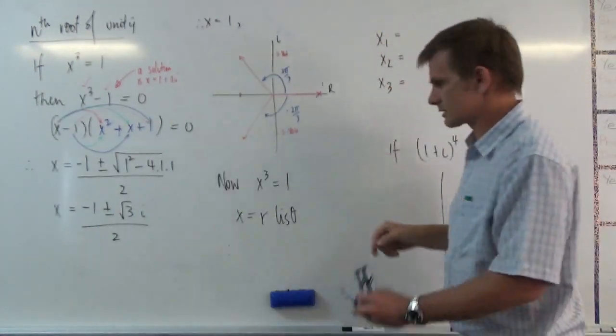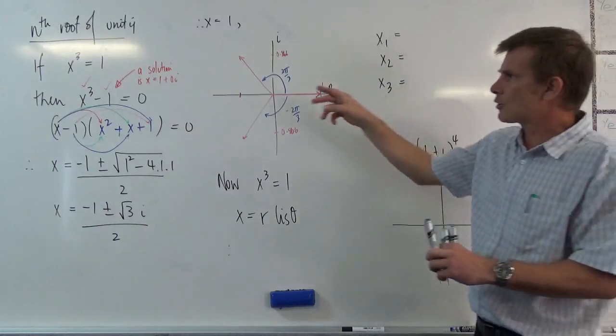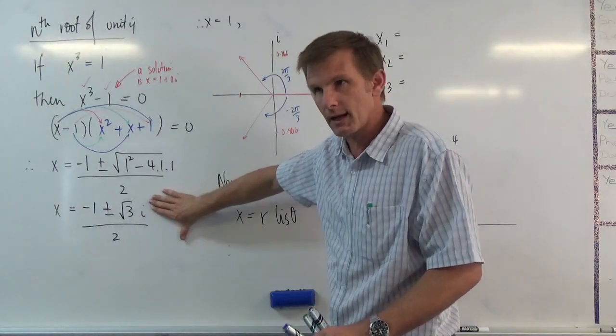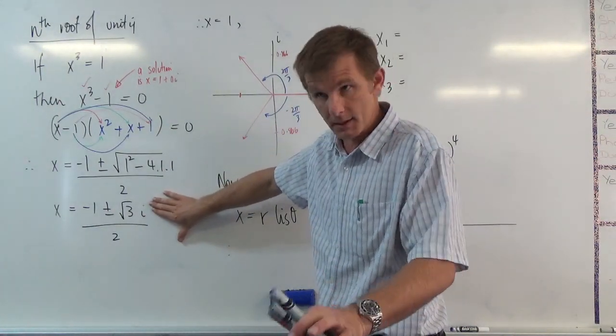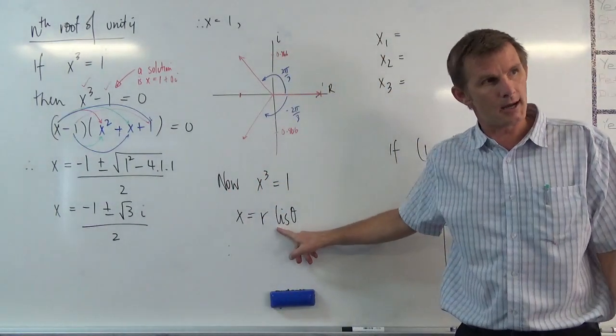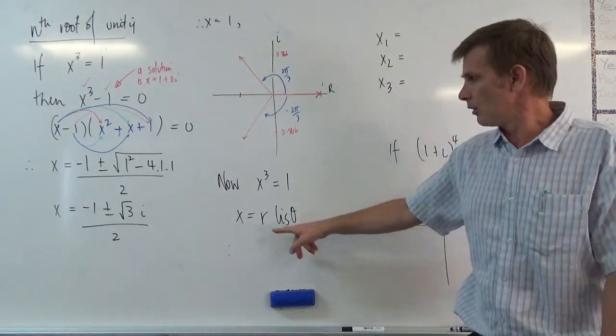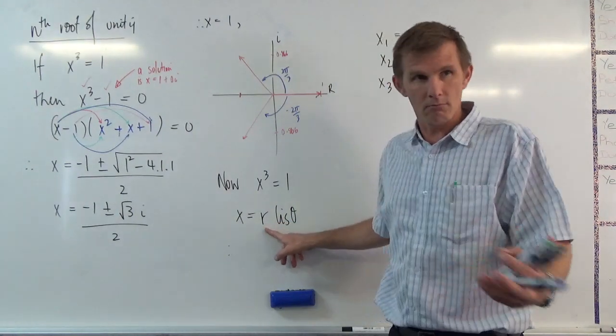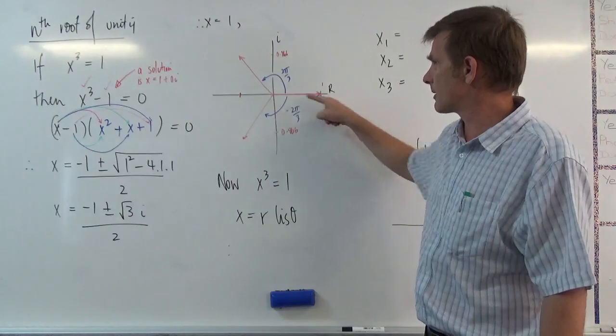So now let's write these solutions down, because I could write them like this in a rectangular format, a plus bi, and that's okay if that's what's asked. But what happens if we want it in R-cis format? Well, R is the modulus. The modulus is going to be 1.